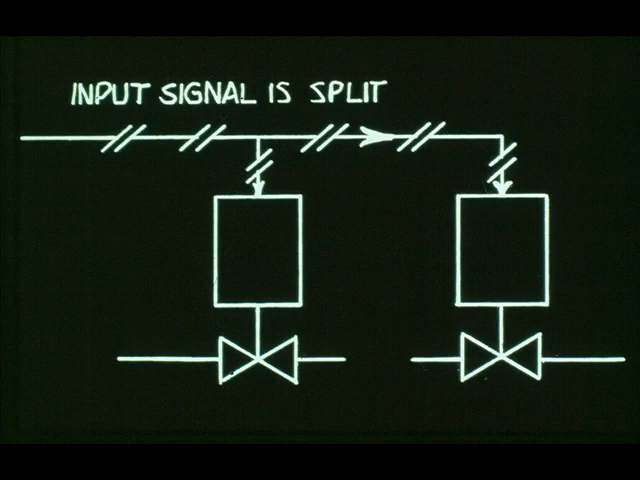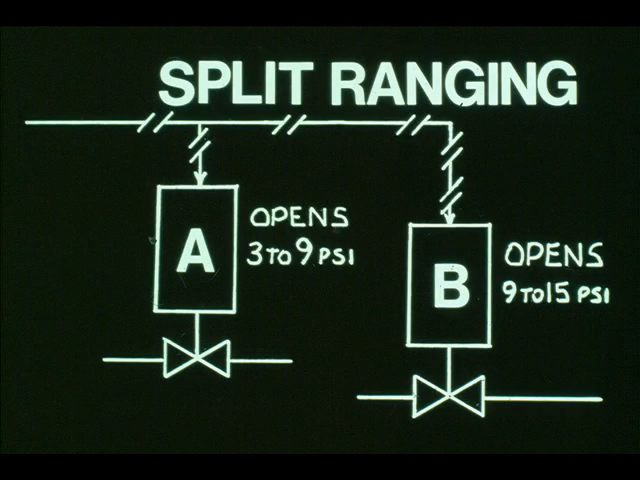Piston operators can be split-ranged. The term split-ranged means dividing the input signal between two or more control valves. This is an example of split-ranging. Valve A will open from 3 to 9 PSI. Valve B will open from 9 to 15 PSI. This dual valve installation, one small valve and one large valve, permits great rangeability.